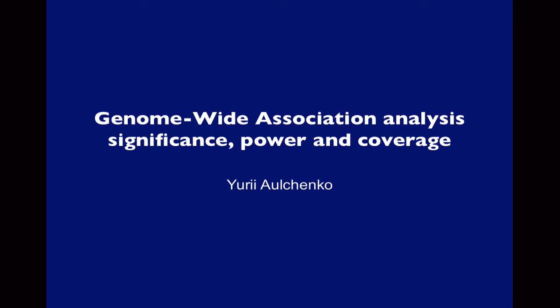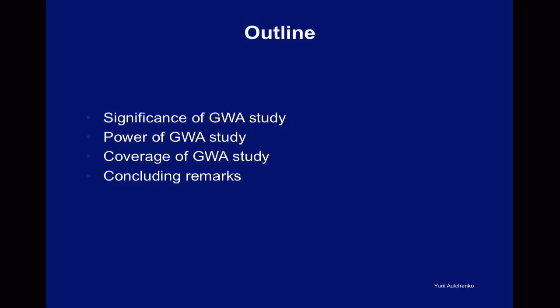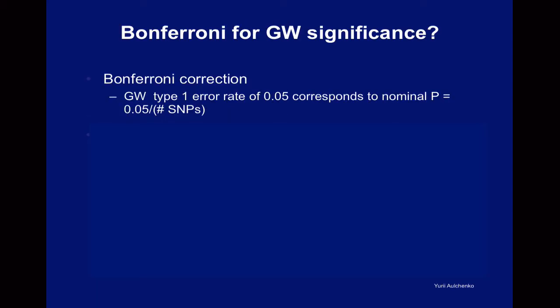I'm going to tell you about genome-wide association analysis significance and tell a few words about coverage and another concept which is very much related to power, the coverage. So definitely when we do genome-wide association analysis we are in the situation of multiple testing, and then the question is, of course, what nominal p-value should we consider significant? So experiment-wise alpha, experiment-wise type 1 error rate is 5%.